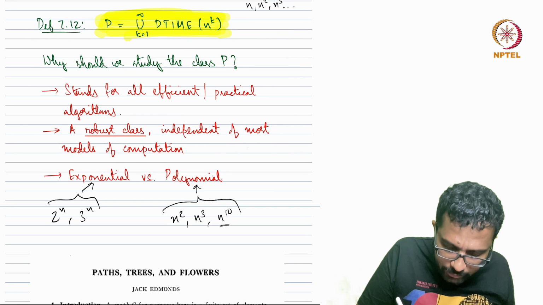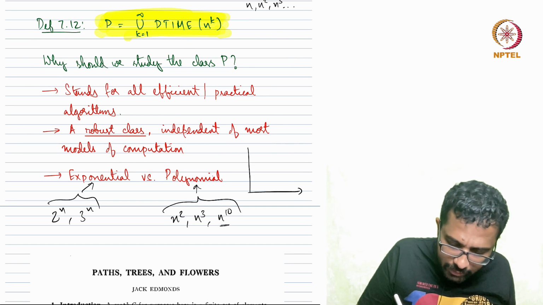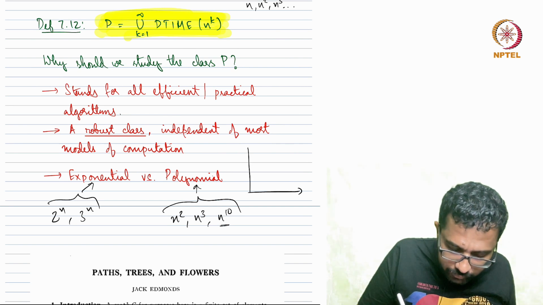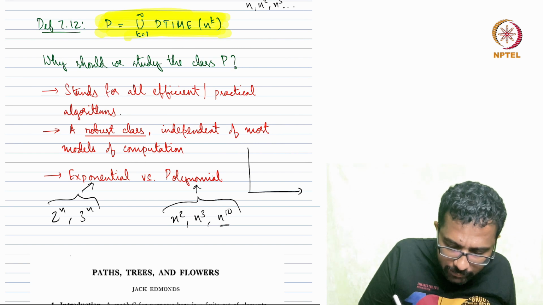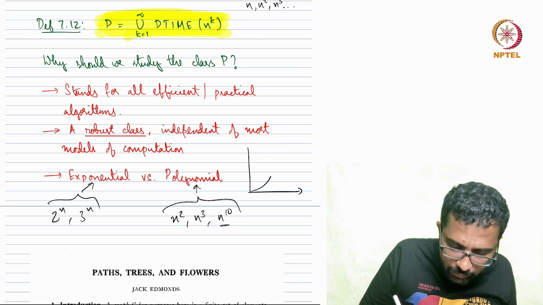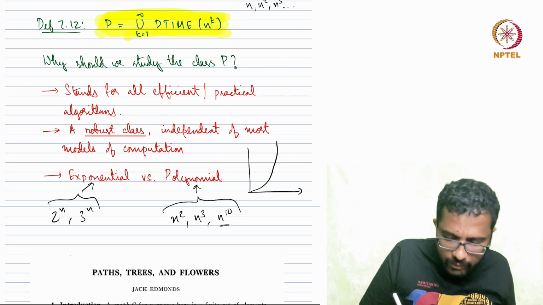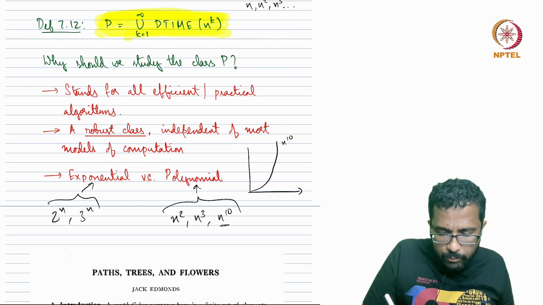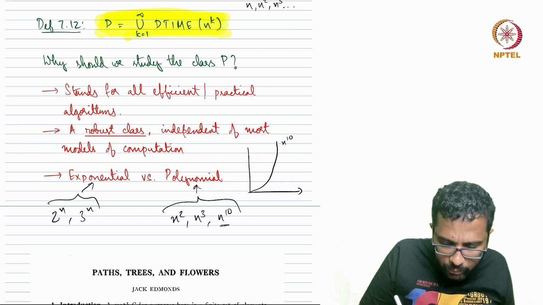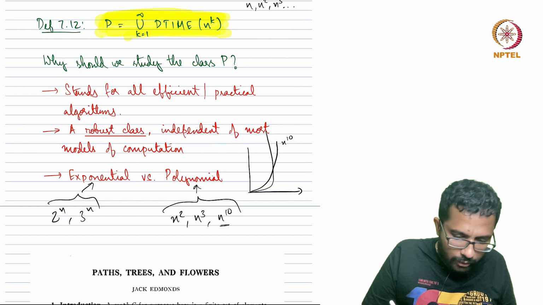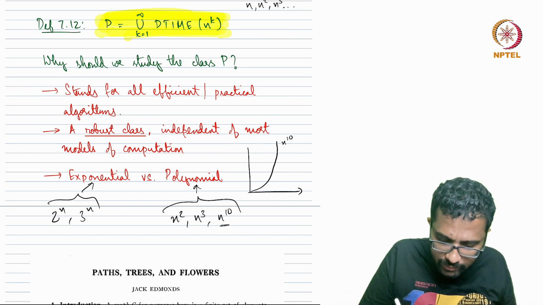So for small values of n, maybe n power 10 may grow something like this, but 2 power n will keep low in the beginning and then suddenly shoot up. Sorry, I almost went backwards.